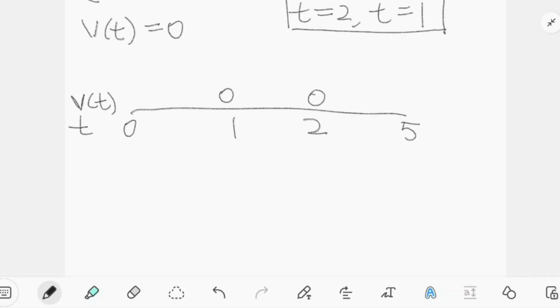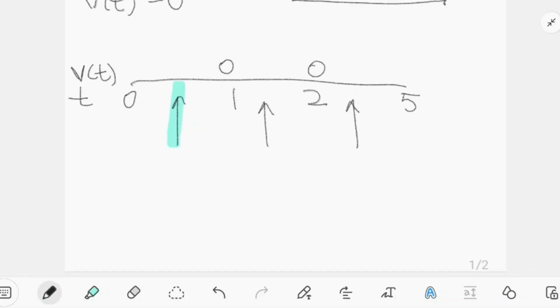Now we substitute any number of t in between these intervals into the velocity function and check for the resulting sign of v. So starting with this interval, when t is between 0 and 1, I'll choose 0.5. V of 0.5 is 0.5596. The resulting velocity is positive, so we know velocity in this interval must be positive.